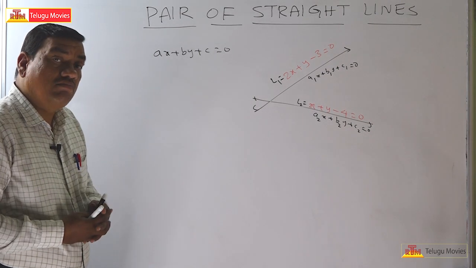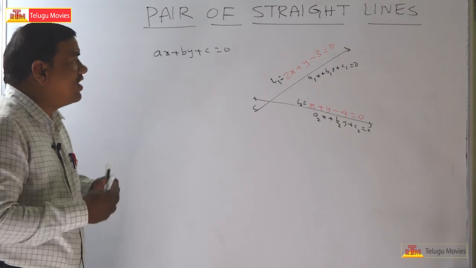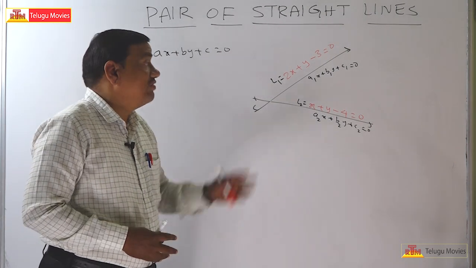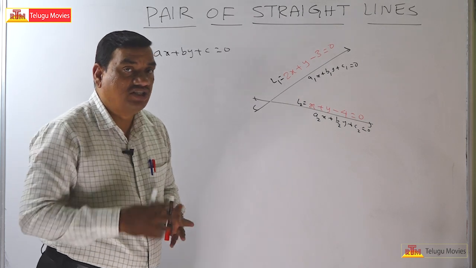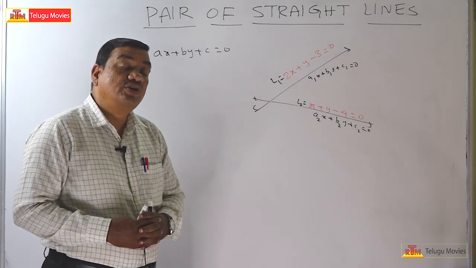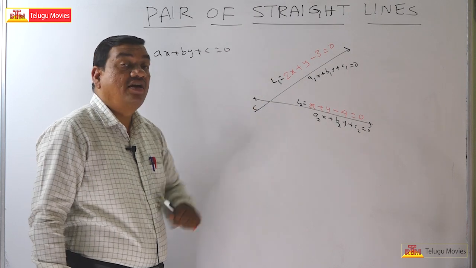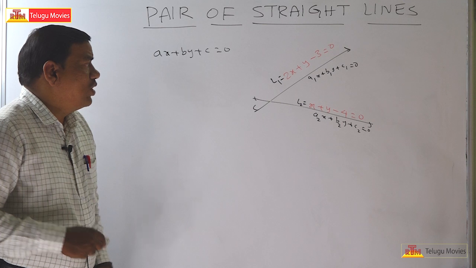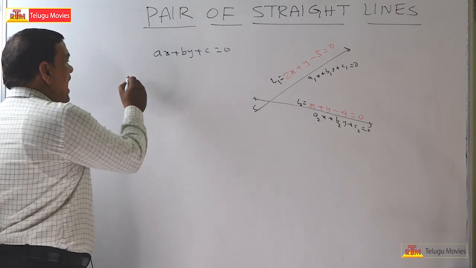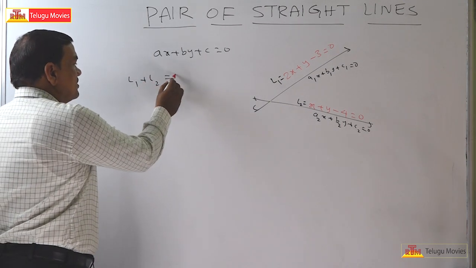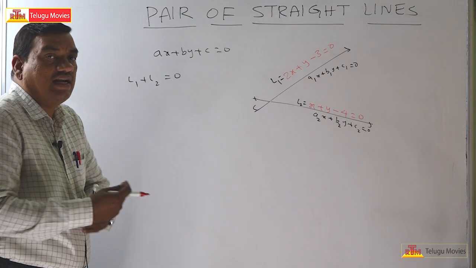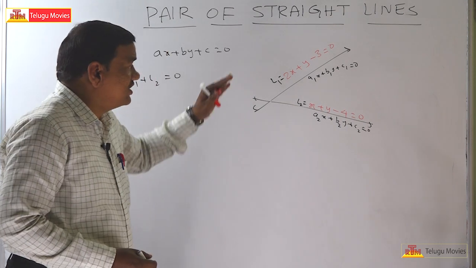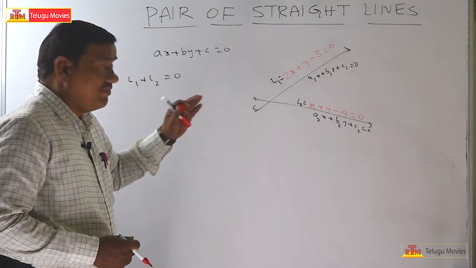Now I want a combined equation of these two lines. Then what shall we do? Shall we add these two equations? Shall we subtract one equation from another? Shall we multiply these two equations, or shall we divide one equation by another? Let us check. For example, first if you add both the equations, you will get a common equation. Let us check whether that equation will satisfy the given conditions or not.